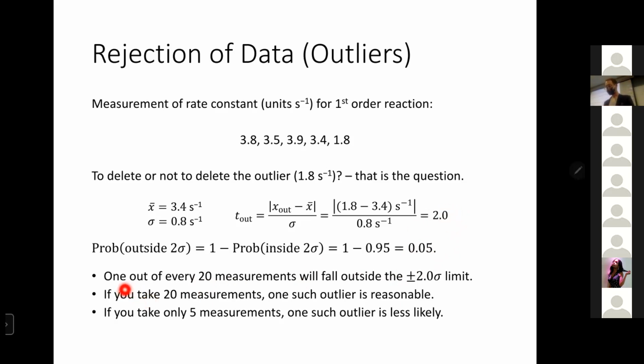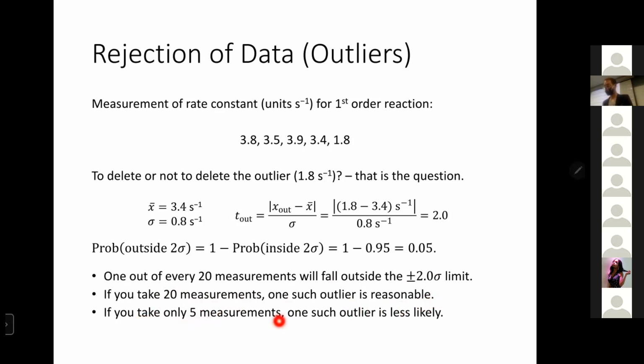So that would correspond to 1 out of about every 20 measurements. So is it reasonable that you would get this number 1.8 in a certain set of measurements? Well, the answer depends on how many measurements you took. If you took 20 measurements, statistically you would expect at least one of them, right? There's a 5% chance that at least one of them is going to fall outside of the plus or minus 2 sigma limit. So if you took 20 measurements, it might be reasonable to have one such outlier.